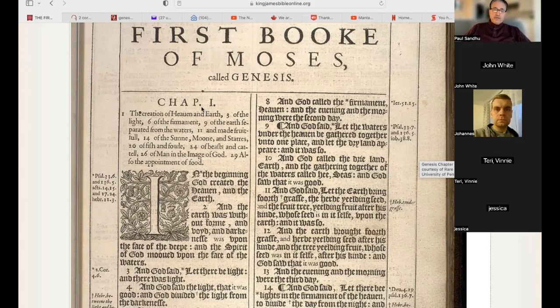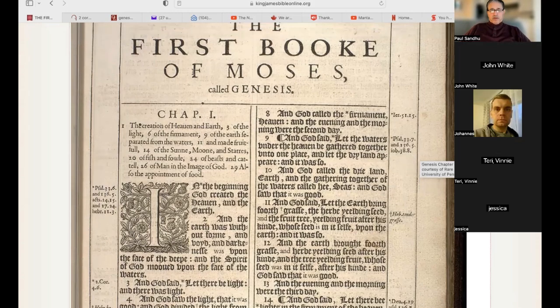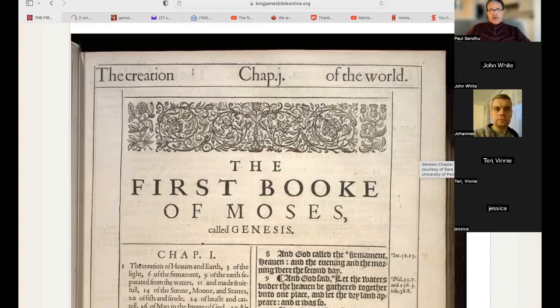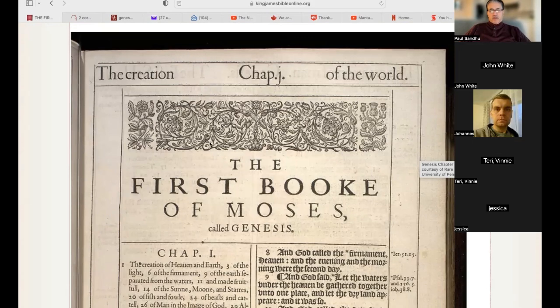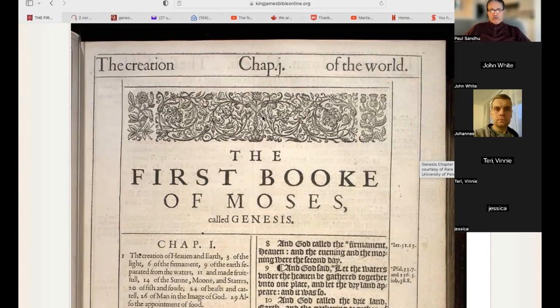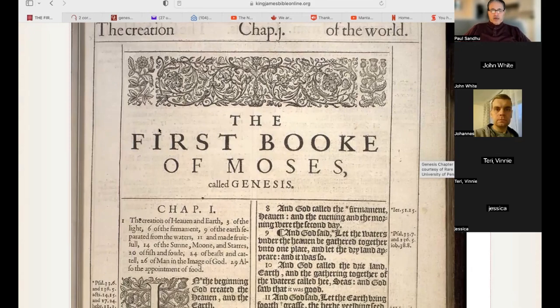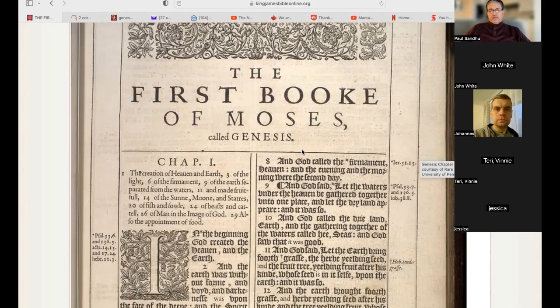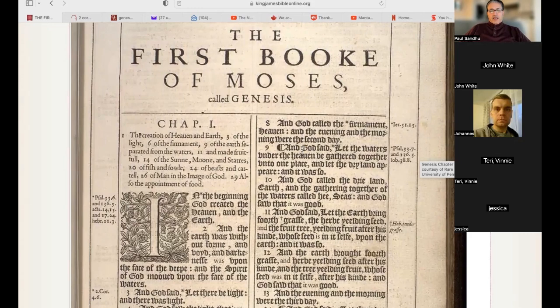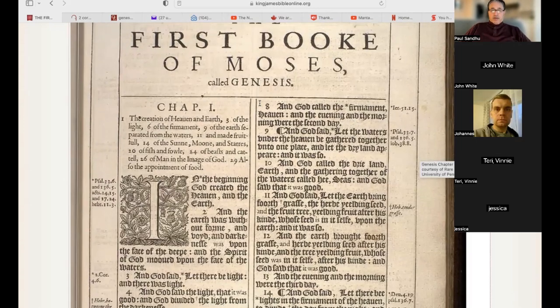Okay. So I like this one here because there are certain things like, for example, at the top of the page, they will have a heading saying what this information will be on this page, and it says the creation of the world. Then it gives you the title of the book. In the English language, we call this book Genesis. In the Hebrew, it was just called In the Beginning. Okay, that was the name.